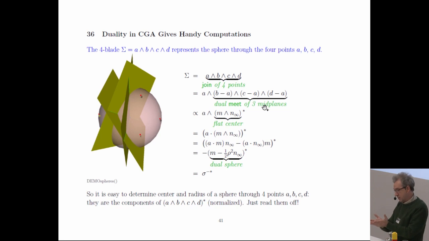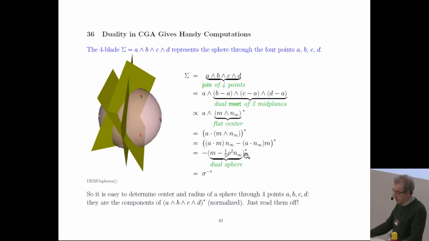Well, they meet in 2 points. They meet in the actual point that we're used to, plus they meet at the point at infinity, because all planes contain the point at infinity. So we call that a flat point. And you do some rewriting, and you now find that what you get is a representation of the sphere. This sphere I made with 4 points. This sphere is the midpoint and the radius. One is just exactly dual to the other.